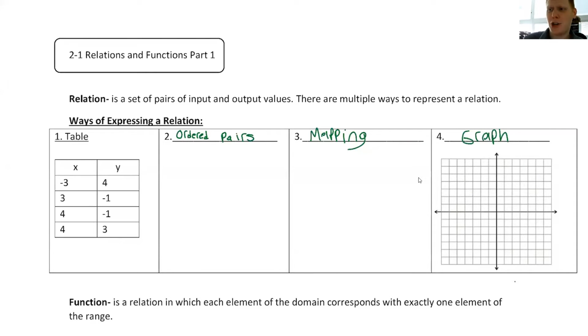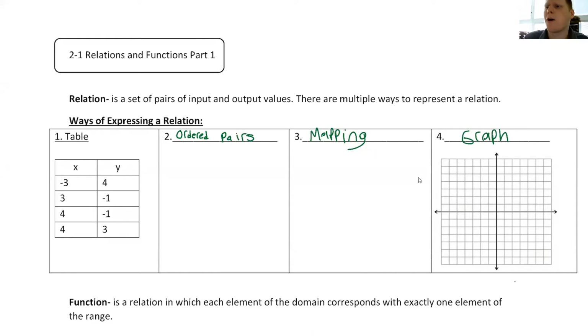Today we're going to be starting chapter 2. We're going to be looking at relations and functions. Honestly, functions are really a lot of the core of what we do in Algebra 2. A lot of what we'll be doing this year is looking at different types of functions and seeing how they work or how we can do different things with them. So this is something that won't go away, but we're going to start with the basics.